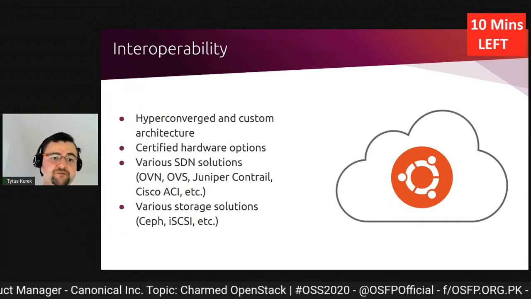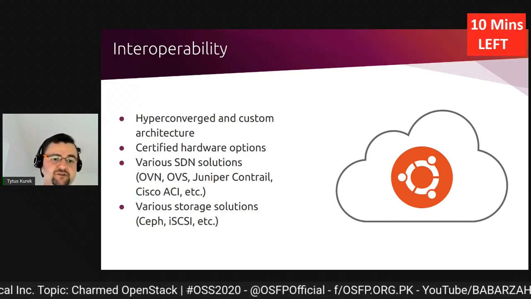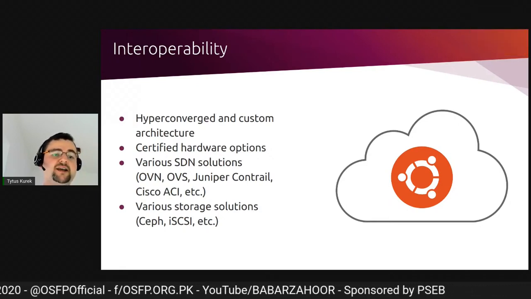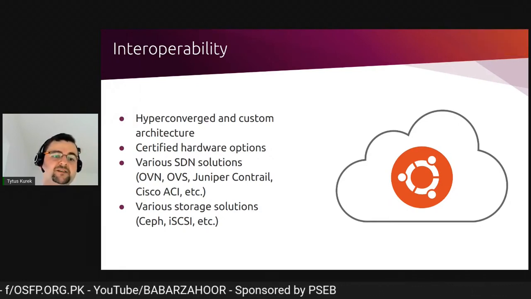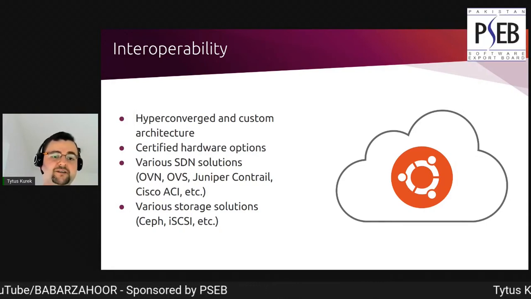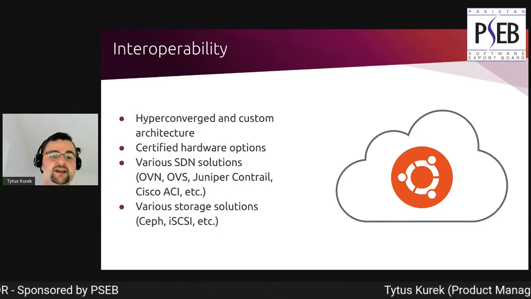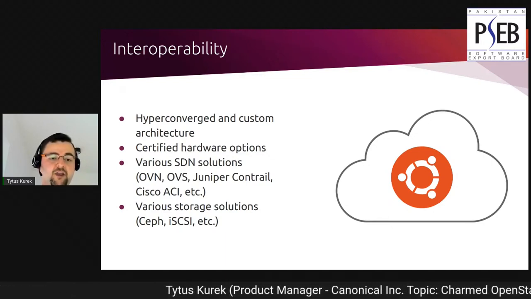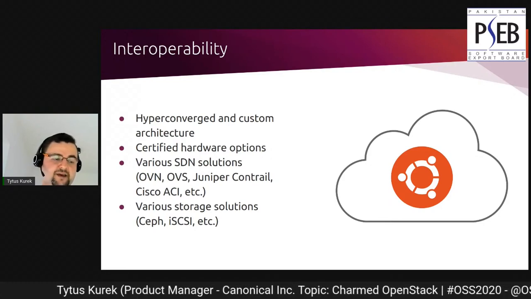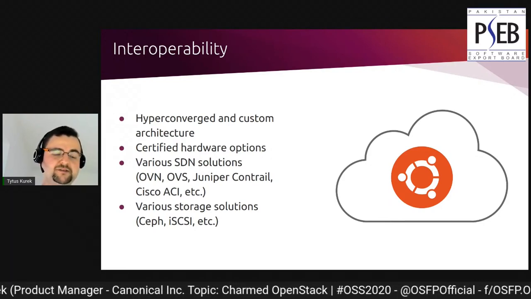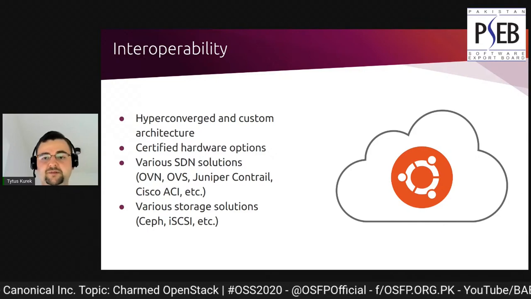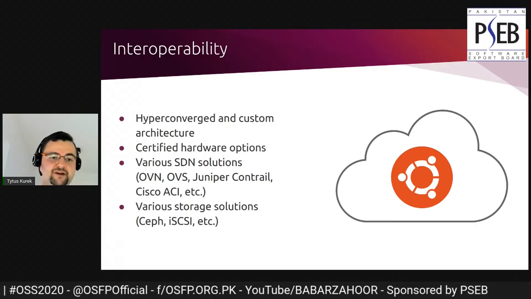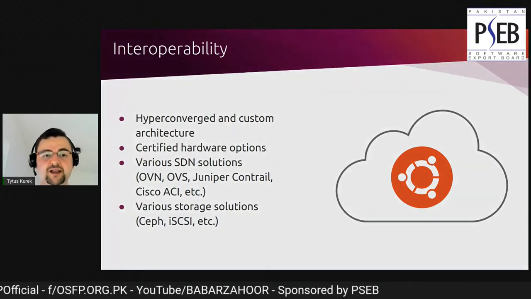And when it comes to integration with various SDN platforms and storage solutions, this is also available. What's available out of the box in Charmed OpenStack is OVN, the open source software-defined networking, but solutions like Juniper Contrail and Cisco ACI are supported as well. And when it comes to storage, we use Ceph by default as the software-defined storage, but there's a possibility to integrate Charmed OpenStack with any other kind of platform as well.